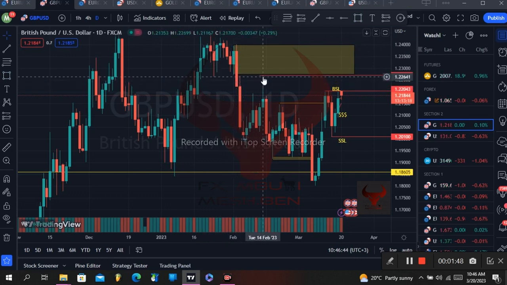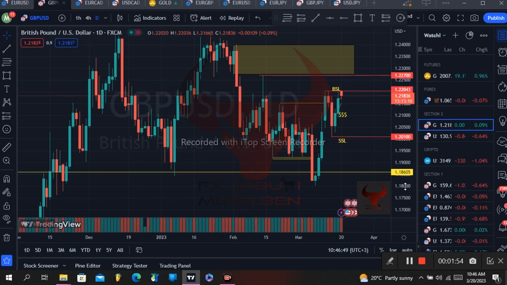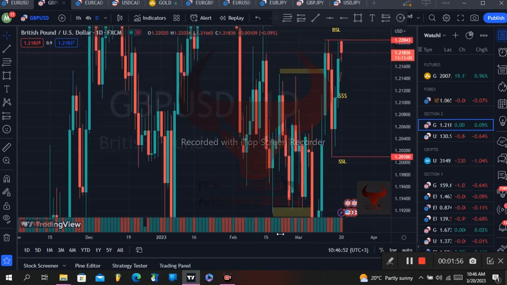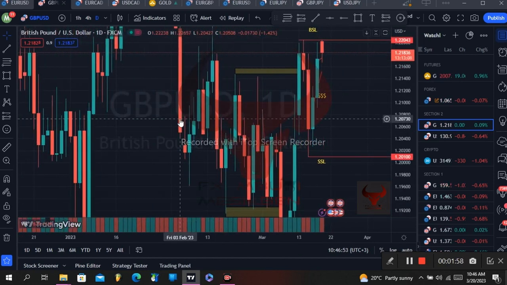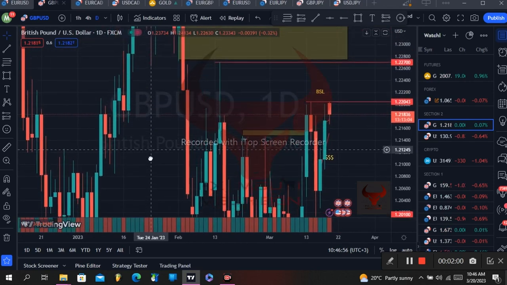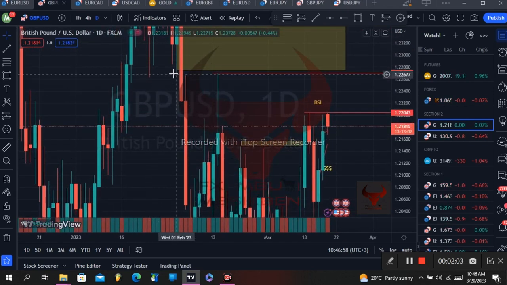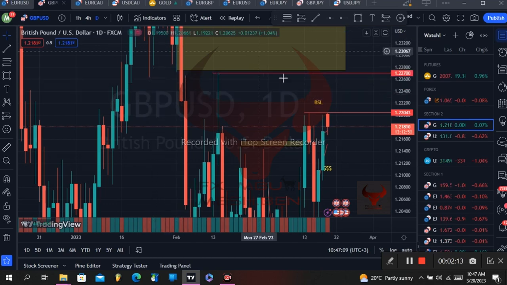But as you can see here, on this day, it came back and filled this little gap we have in there. It came back into this gap, but it didn't fill it completely. So we will go down to the 4 hour and see what's happening.